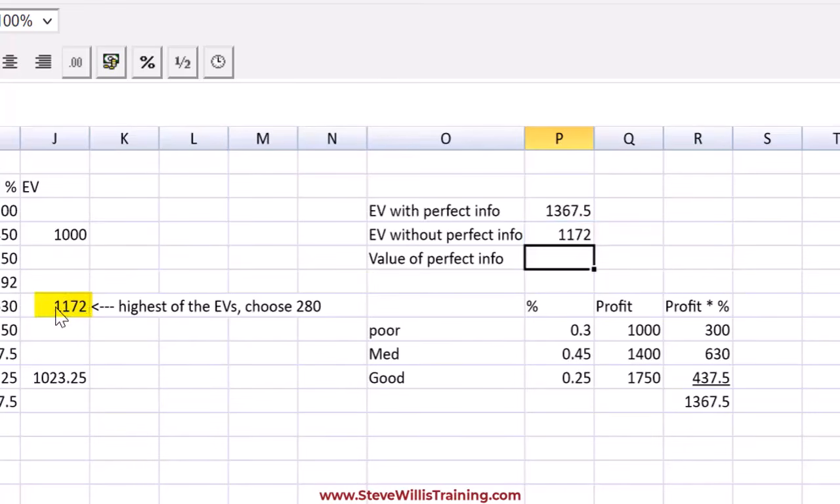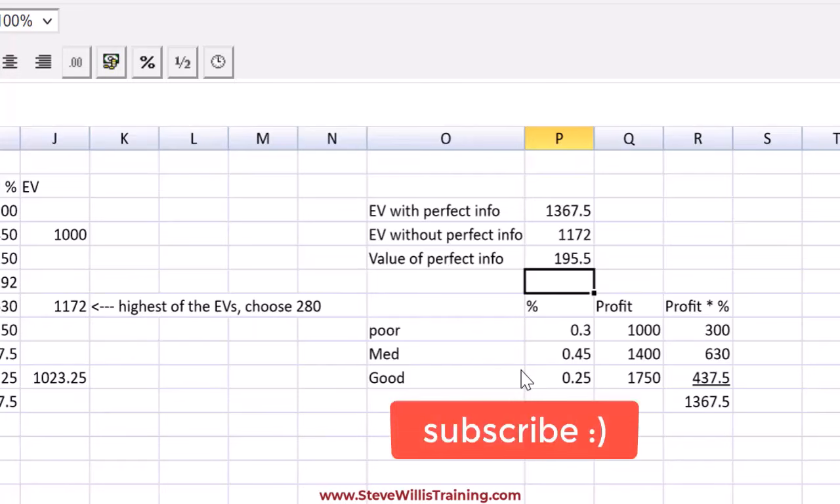The value of perfect information then is the difference between those. That's equal to the P3 minus the P4. So we would pay up to $195.50 for that magical theoretical weather report. That's the value of perfect information.